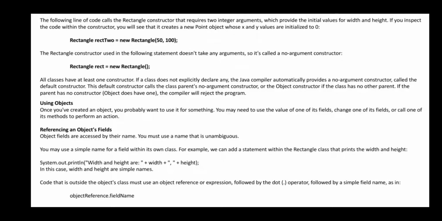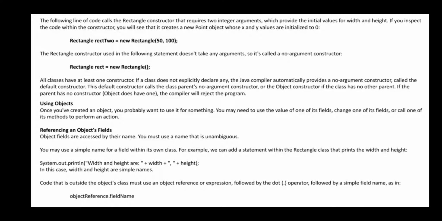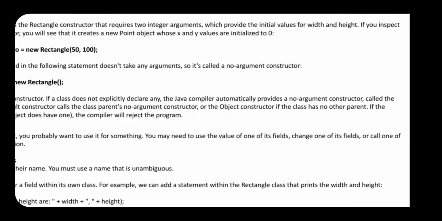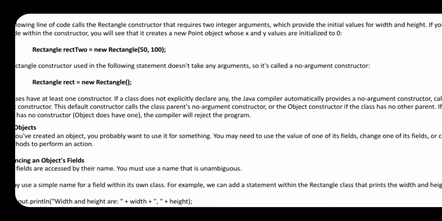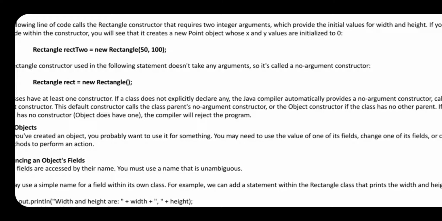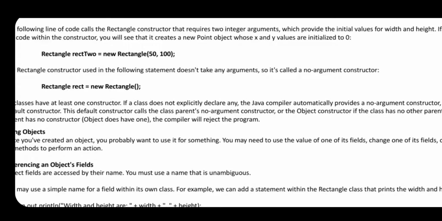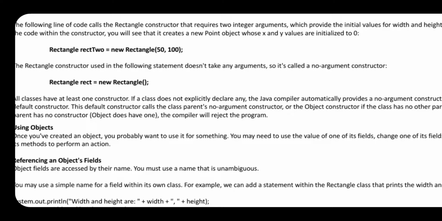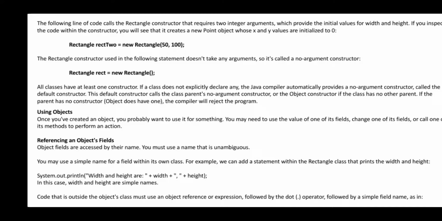The rectangle constructor used in the following statement does not take any arguments, so that is a no-argument constructor. When you have values within the function name, you call them arguments of the constructor. If no arguments are there, then we call it a no-argument constructor. All classes have at least one constructor. If a class does not explicitly declare any, the compiler automatically provides a no-argument constructor called the default constructor.